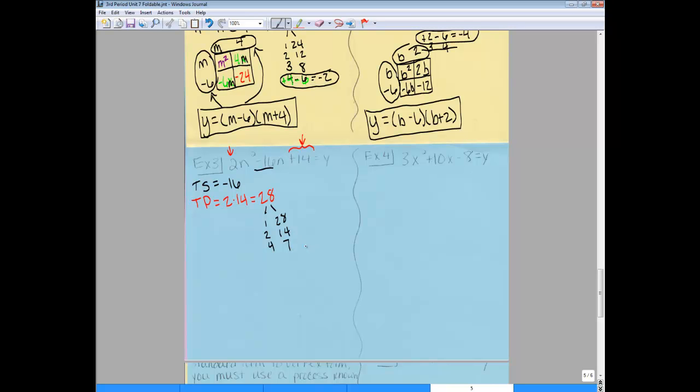Okay, so which one of these can we use to make negative 16? There is no way to make negative 16 from 1 and 28. There is no way to make negative 16 from 7 and 4. Even added together, it's 11. So 2 and 14 are the only ways. Well, how can I make 2 and 14 be negative 16? The only way is if they're both negative. So negative 16.